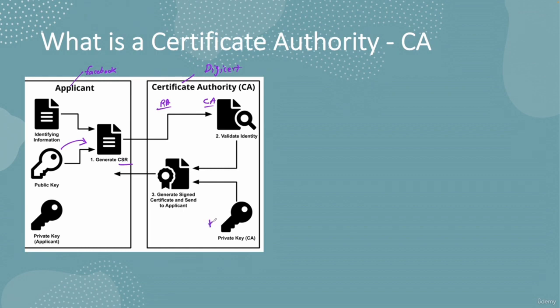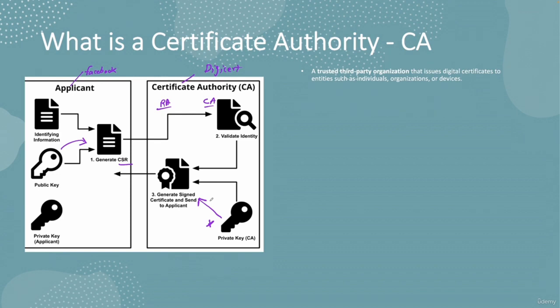But the most important thing here is that when the CA issues the certificate, it signs that certificate with its own private key. So please don't get confused. As an applicant, as a server, you put your public key, but when the signing is done, signing is always done with the private key. So the certificate authority, the CA, will sign using its own private key and send it back to the applicant.